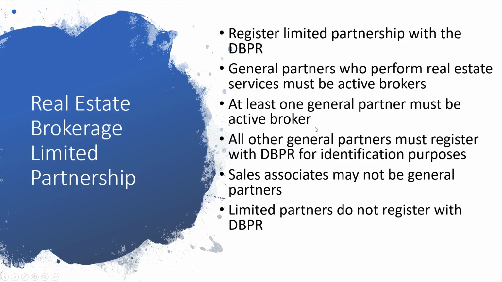To become a brokerage with a limited partnership, you have to register the partnership with the DPR. Once again, general partners who perform real estate services must be active brokers. At least one general partner must be an active broker. All other general partners, if not working with the brokerage, have to register with the DPR for identification purposes. And sales associates may not be general partners. Limited partners do not need to register with the DPR. A lot of information there.